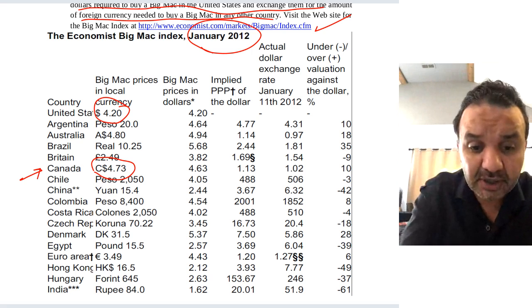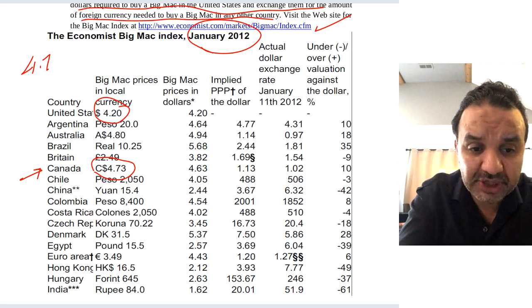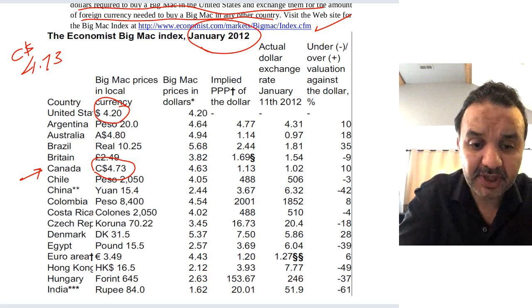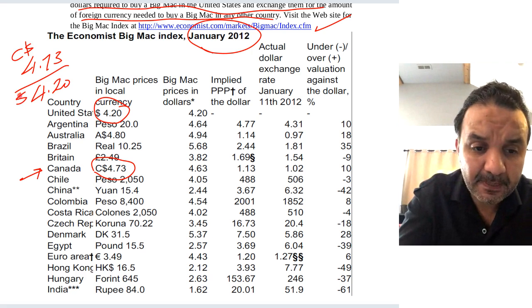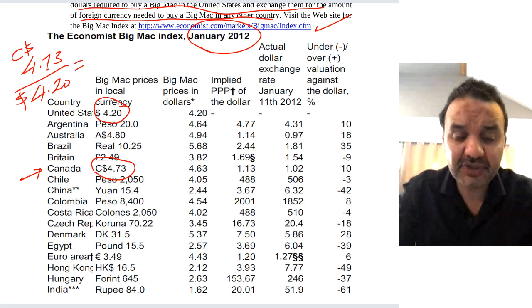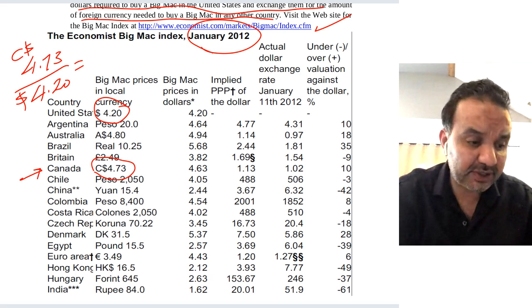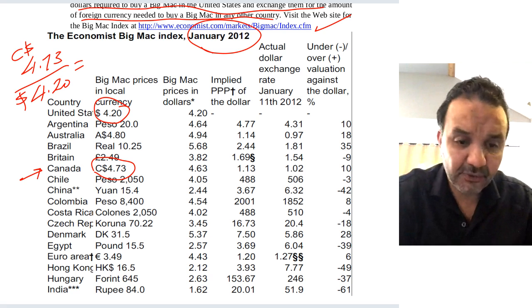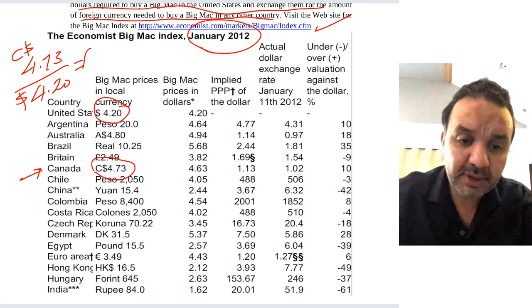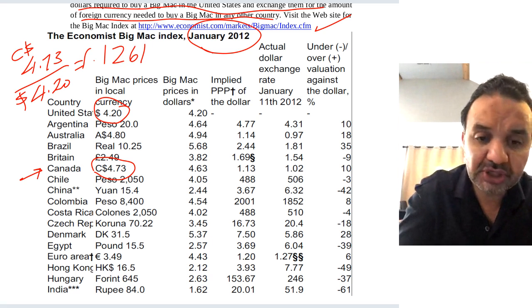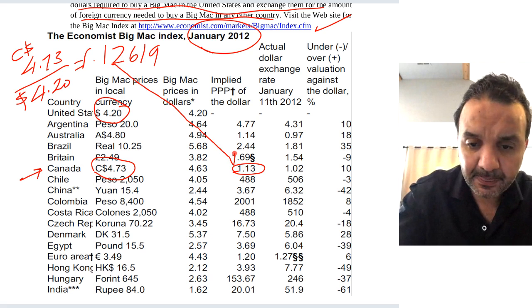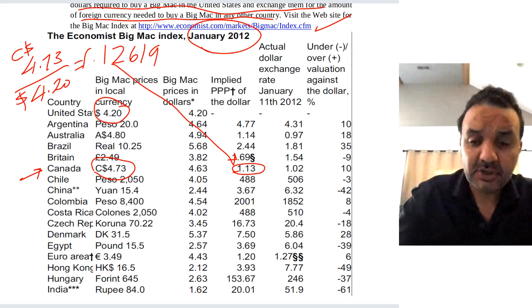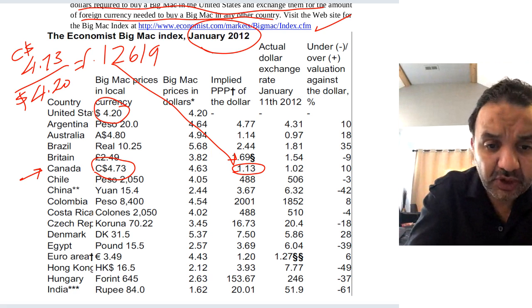Let's divide the price of the Big Mac in Canada, which is 4.73 Canadian dollars, by the price of the Big Mac in the US, which is 4.20 US dollars. So 4.73 divided by 4.20 gives you 1.12619, which is this number here, which is 1.13.